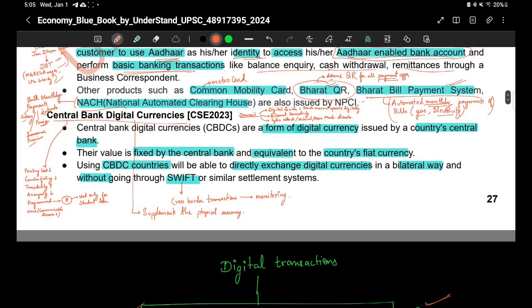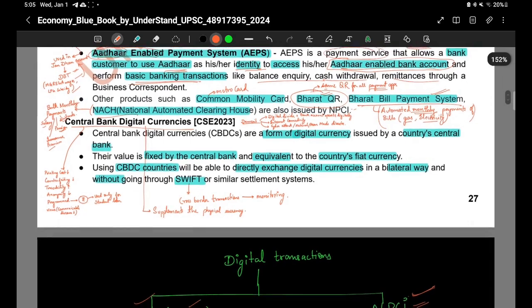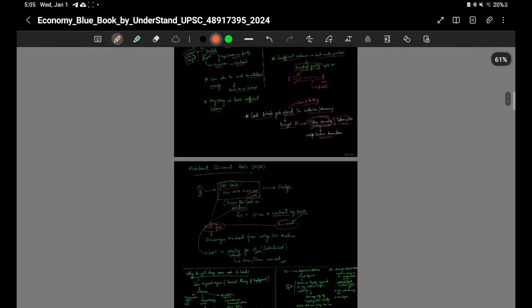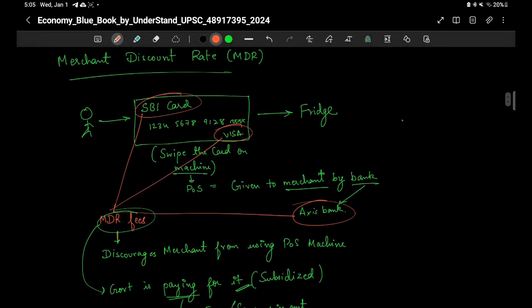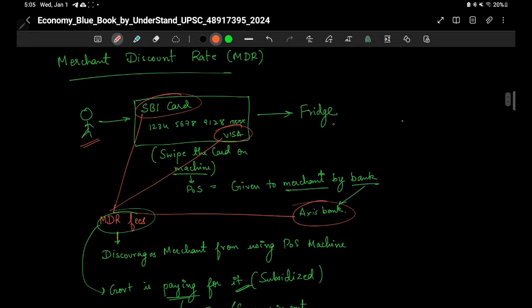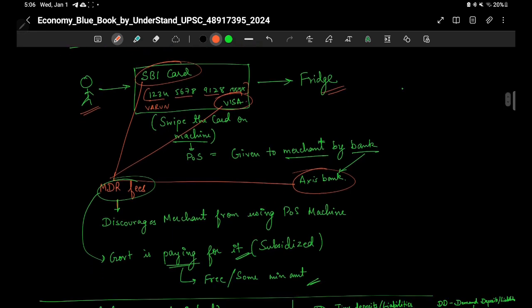After that came central bank digital currency. Once again, before we discuss this, I want to discuss this merchant discount rate. What is merchant discount rate? Let's say I have a card, right? I want to use this card to buy a fridge. Now the card has these details: card number and my name, and behind this a 3-digit CVV will be there. And this is the payment gateway. Visa is the payment gateway. This is the card name.